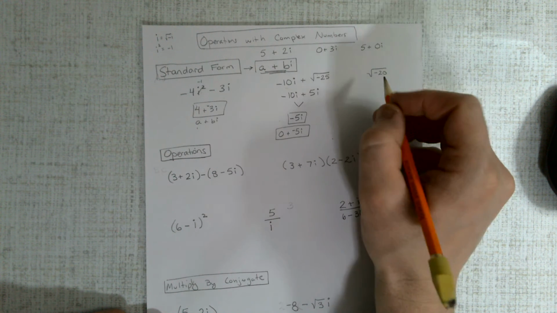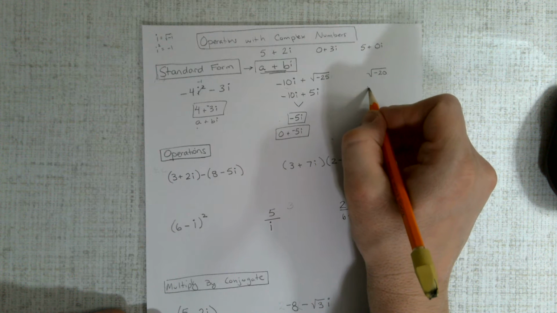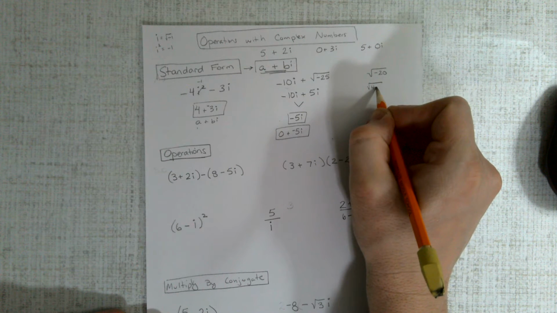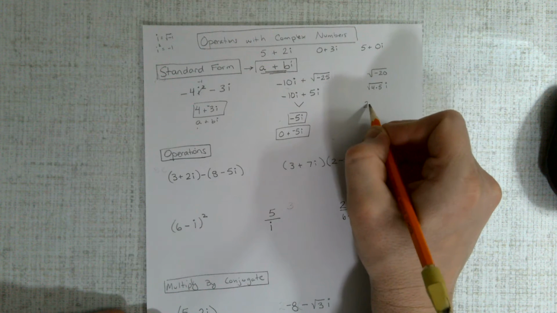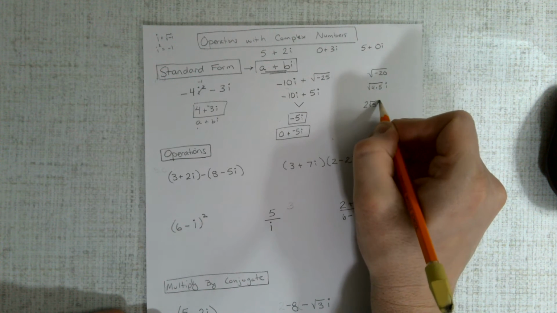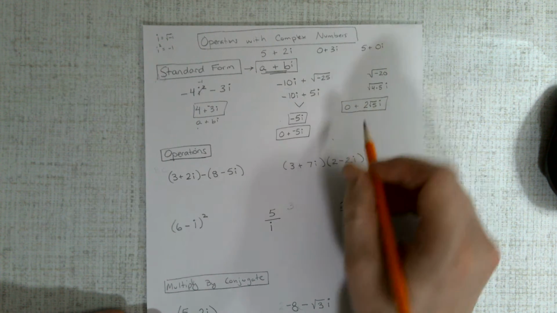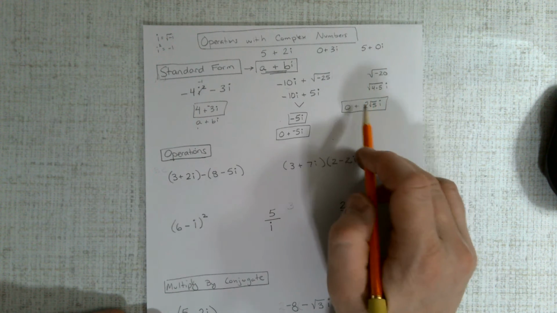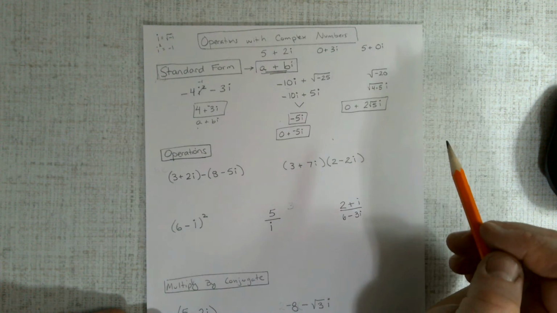Again, same thing here. Root 20, isn't that 4 times 5 with an i, so 2 roots of 5i. And again, there is no real part, but this is the imaginary part. Root 20 becomes 2 roots of 5.